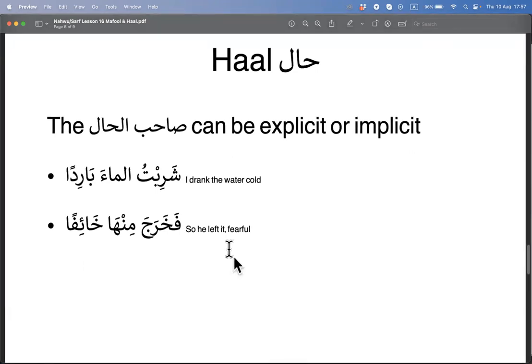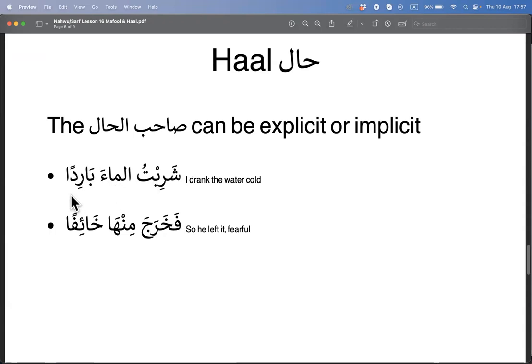Here we have syaribtu. What kind of fi'il is this? Syaribtu is fi'il madhi. Who's our fa'il? Ana. Good. And then al-ma'a. Al-ma'a is ism. What status? Nasab. So why is it nasab? Because it's maf'ul bihi. Good. Because it answers the question, what did I drink? Right? I drank the water. Good.